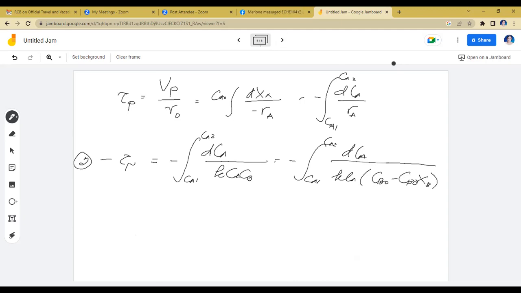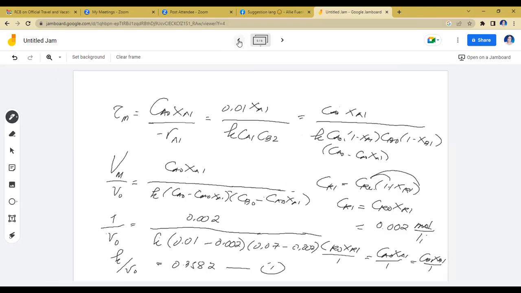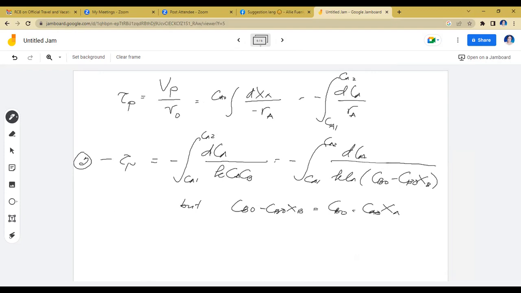So we know that your CBO minus CBOXB, I'll place here, is equal to CBO minus CAOXA. By stoichiometry, your CBOXB is just equal to CAOXA because everything is 1:1 here. Okay, so we have that. Your CBO minus CBOXB then is equal to CBO, minus, by the way, your CAOXA, which in terms of CA is actually what? That's CAO minus CA, generally. We know this, right? The initial concentration minus the final concentration is actually the concentration that has reacted, generally.